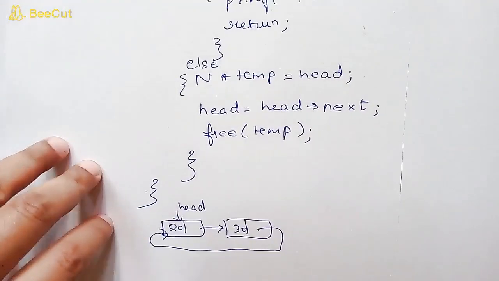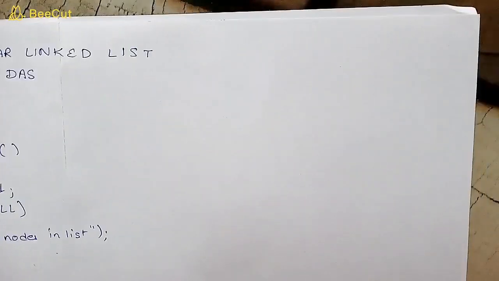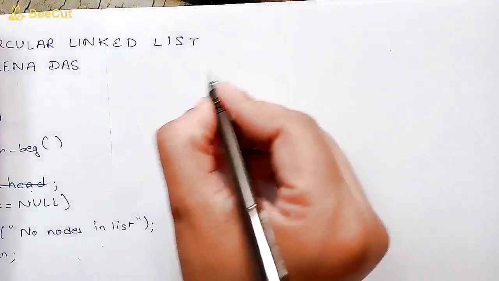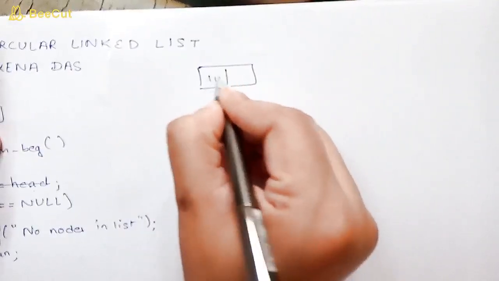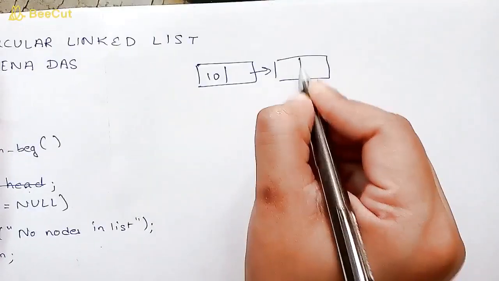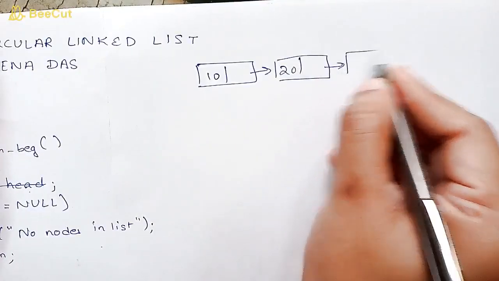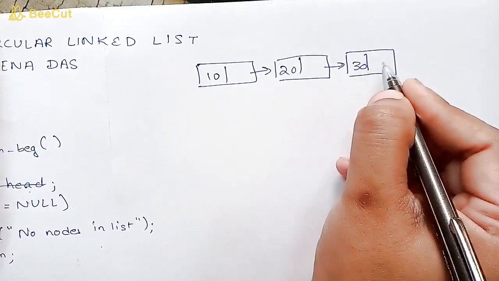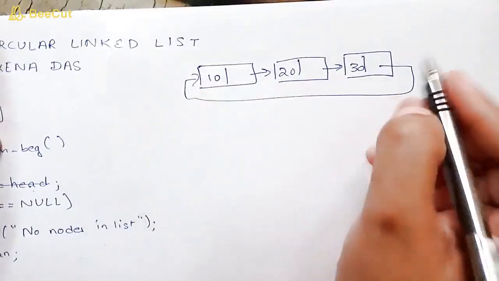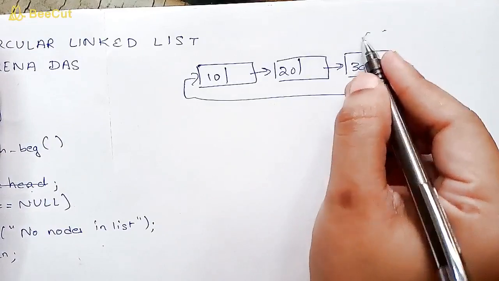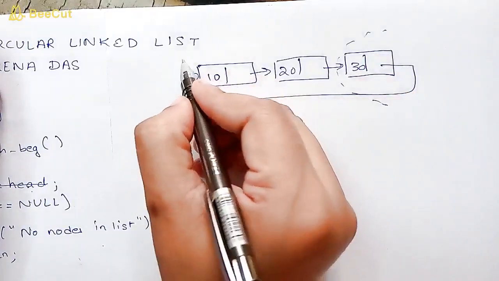Right, now we'll discuss if I want to delete from the end, then what will be the code. So in case I'm having, again I'll take the same example, three nodes, and I want to delete from the end. I want to delete this node. Then what all do I need to do?